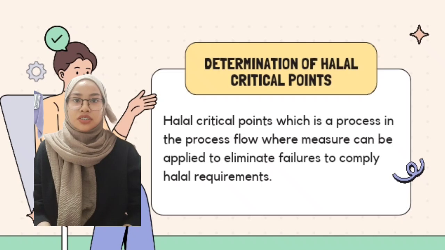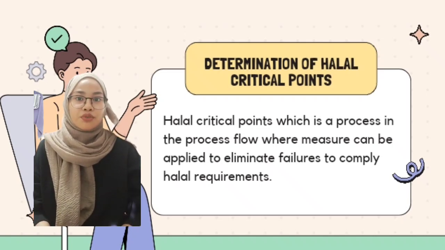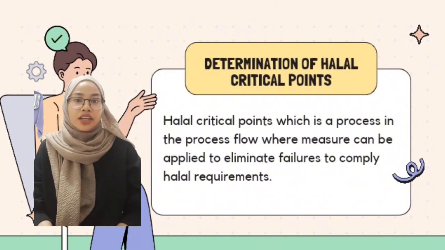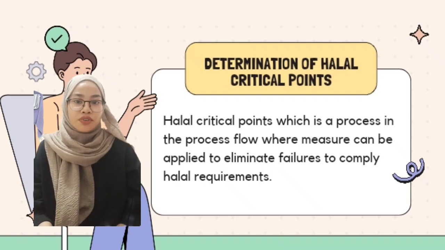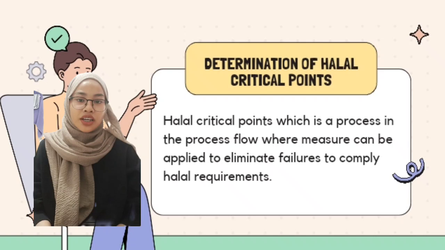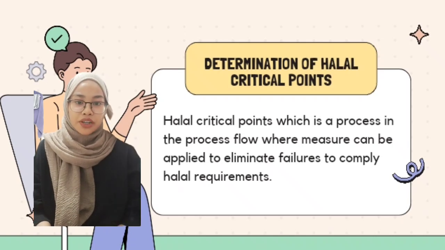HCP is defined as halal critical point, which is a process in the process flow where measures can be applied to eliminate failure to comply with halal requirements. The IHC should determine all possible sources of contamination throughout the halal chain. It can be planned out: formulation, process flow, equipment, ingredient selection, and prerequisite program.